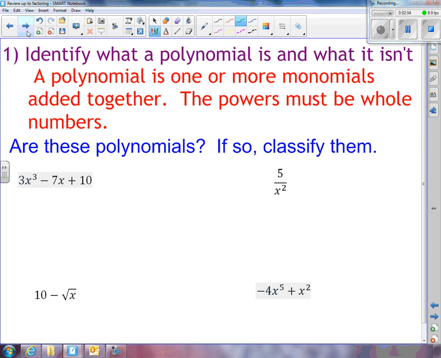If we look at the first one here, this is a polynomial because it's just 3 monomials added together. The degree is just the highest power. Our degree is 3, which means this is a cubic. And there are 3 terms, so that's a trinomial.